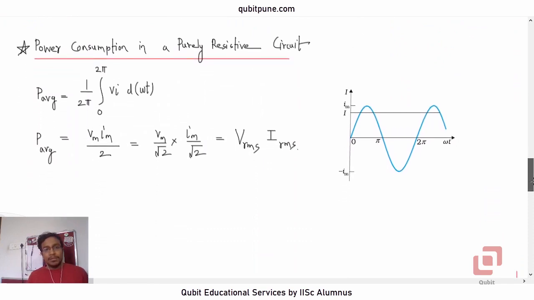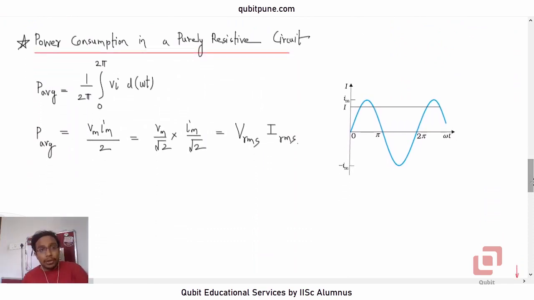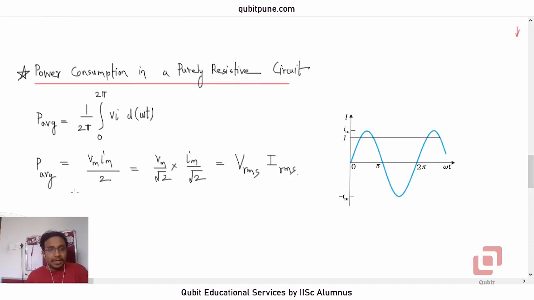Now, what about the power consumption in a purely resistive circuit? To talk about power consumption, let me remind you that instantaneous power is always given by the product of the instantaneous voltage and instantaneous current, and we prefer to talk about the power dissipated. In this case, you must talk about dissipation because a resistor cannot store energy; it will dissipate it in the form of heat. So if we talk about average power, which formula should I use? The average power is 1 over 2 pi, integral from 0 to 2 pi of Vi d omega t. So here the variable of integration is omega t, mind you.